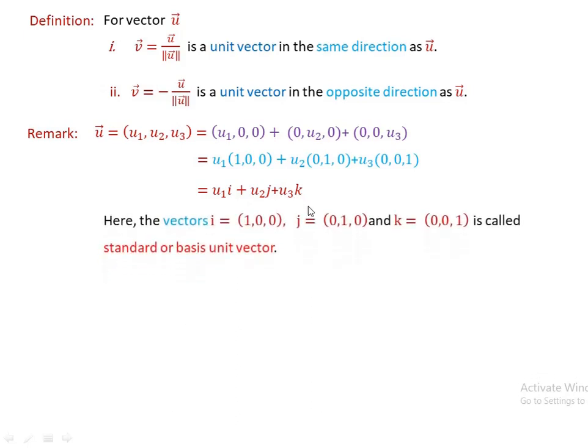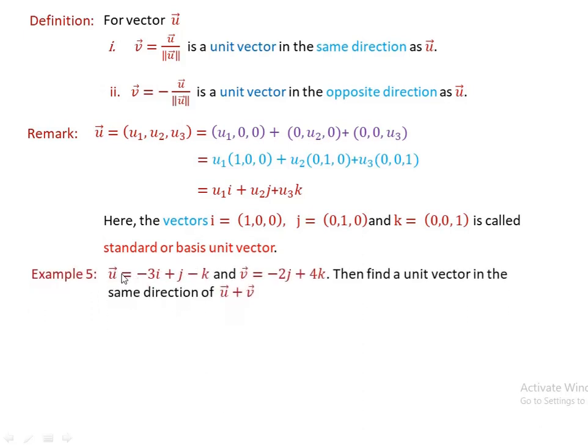Here the vectors i equals (1, 0, 0), j equals (0, 1, 0) and k equals (0, 0, 1) are called the standard or basis unit vectors. For example, let the vector u be given as -3i + j - k and the vector v be -2j + 4k. Then find a unit vector in the same direction as the vector u plus v.